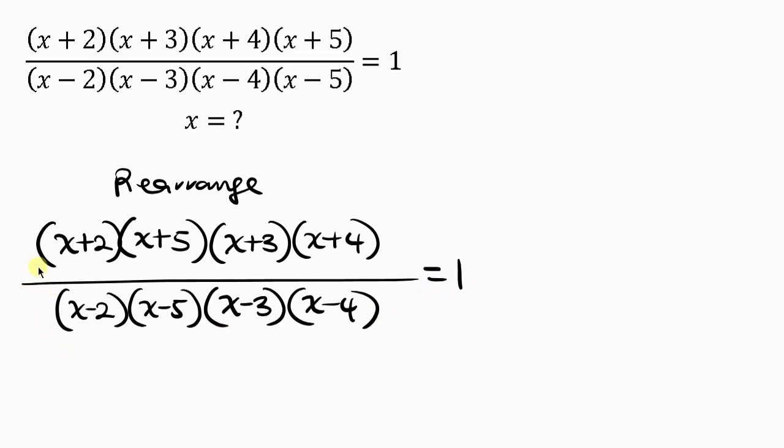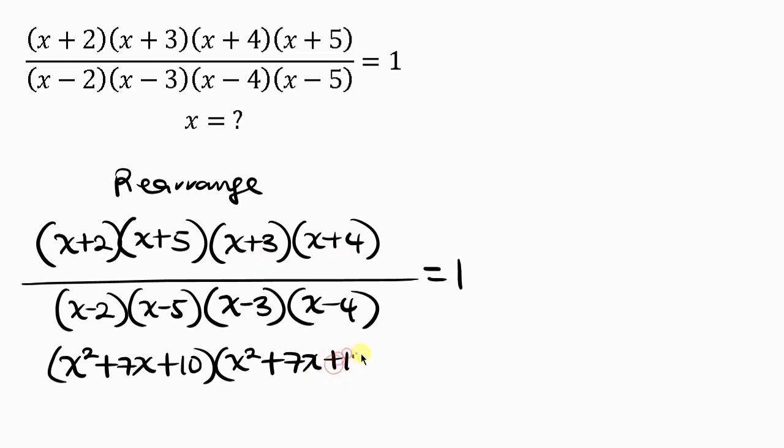Now let's expand. For the first, we have x times x, that's x squared. Now 2 plus 5, that's 7, so plus 7x. And then 2 times 5 is 10, so plus 10. Times x times x, that's x squared. Now 3 plus 4, that's 7, so plus 7x. And then 3 times 4 is 12, so plus 12. You notice we have what is common here, x squared plus 7x in both.